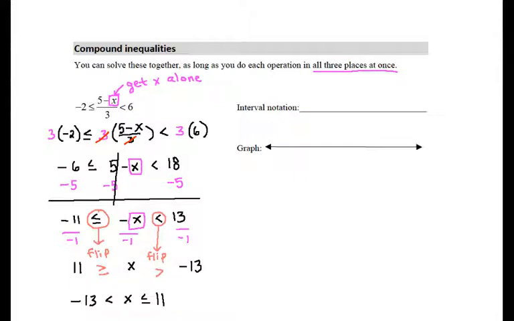Note that I do flip the whole expression around and both inequality symbols turn around, but I do keep the inclusive inequality with the 11, and I keep the strict inequality with the -13. So for my graph, I'll start at -13. I will go up to +11. I have an open bracket here at -13. I have a closed bracket at +11. And in between, I have a line. So this is everything in between. And my interval notation simply copies what I have on my graph.